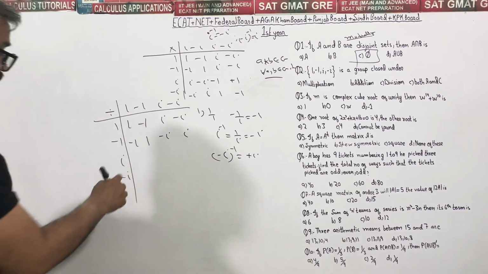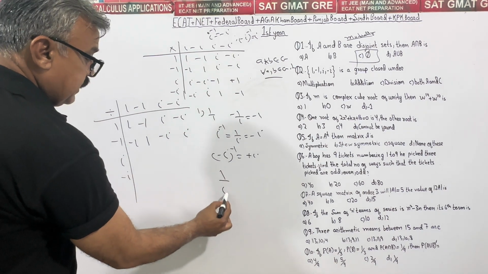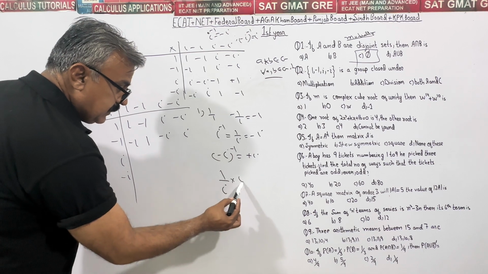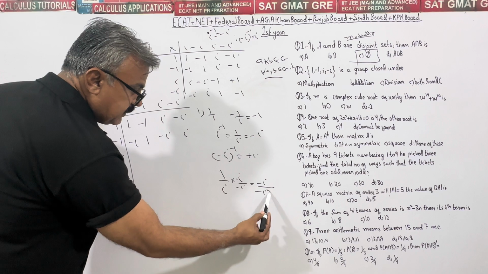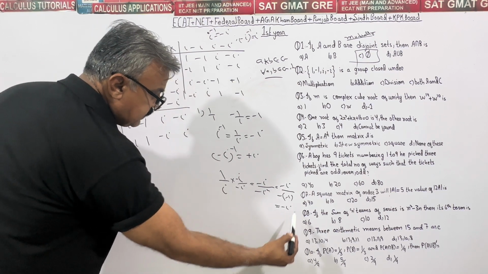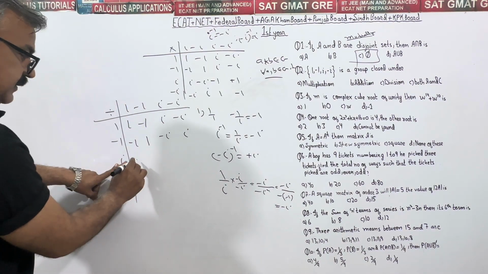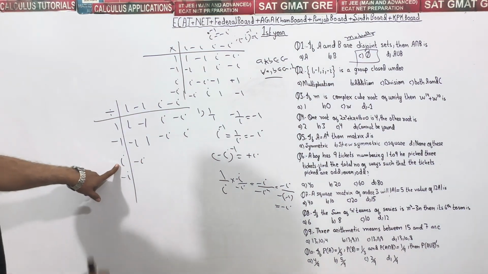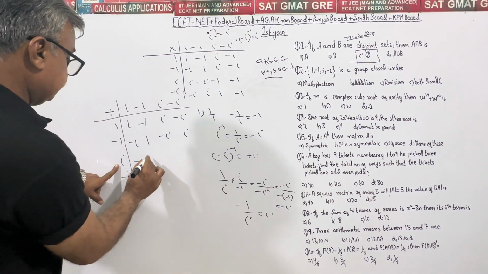What about 1 divided by iota? Rationalize: multiply numerator and denominator by minus iota, so it will be minus iota over minus iota square, which is minus iota times minus 1. It results in minus iota. So 1 upon iota is equal to minus iota. And minus 1 upon iota results in iota.